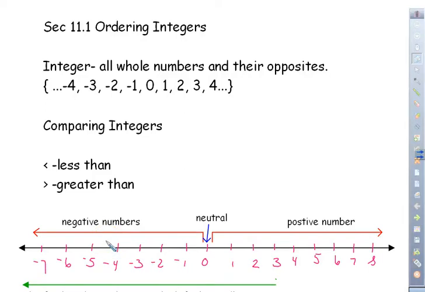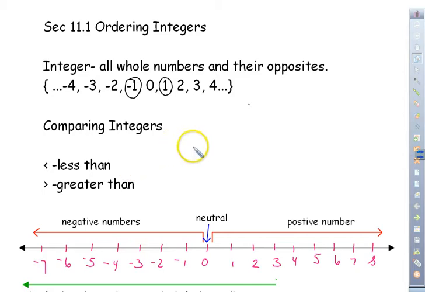11.1, ordering integers. What I want you to do is go ahead and hit pause and then copy this down. Integers are all whole numbers and their opposites. So their opposites would be, for example, 1 and -1. 2 and -2 are opposite of each other. 3 and -3 are opposite of each other, and so on.